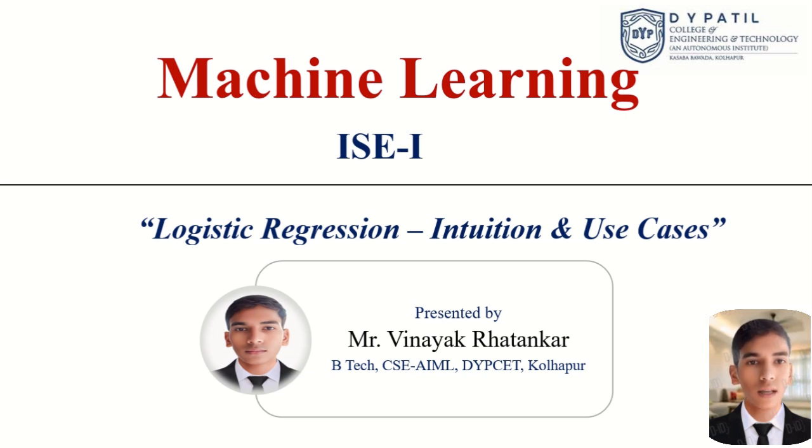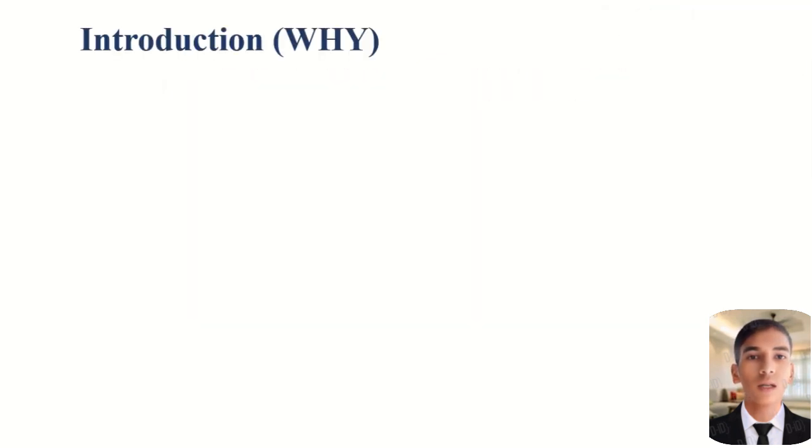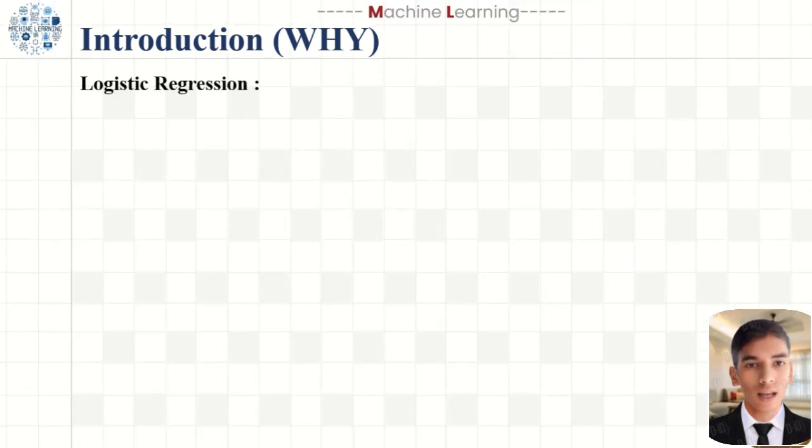Logistic regression might sound a little technical at first, but it's actually one of the most intuitive algorithms in machine learning. What makes it special is that it helps us solve everyday yes or no decisions in a very systematic way. Let's start with a simple question. Why do we even need logistic regression?